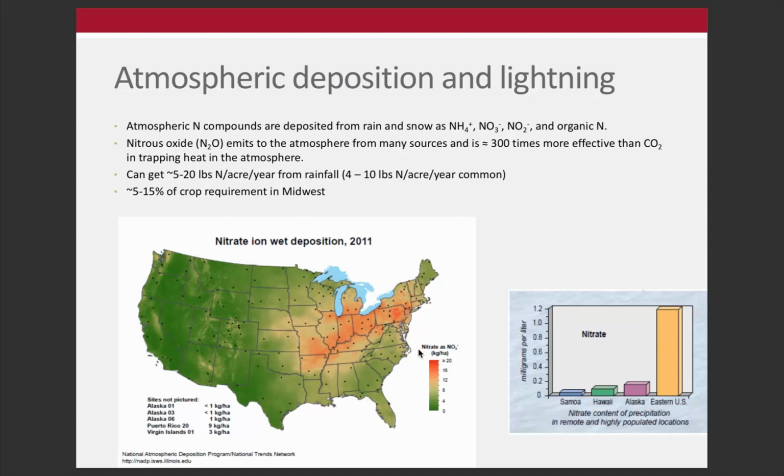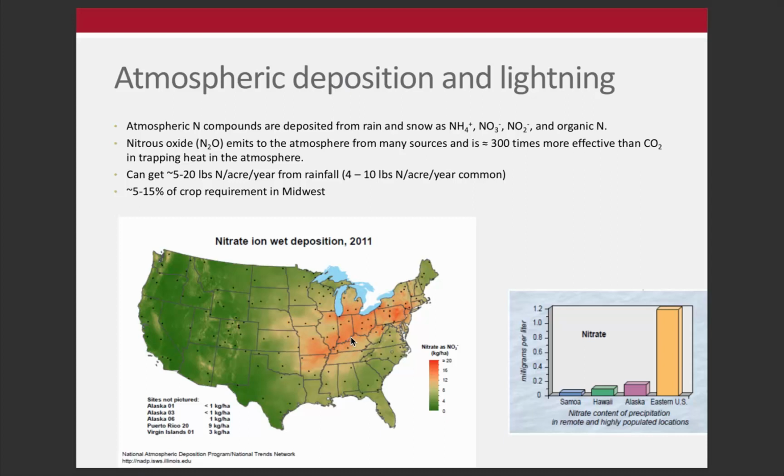And so this is nitrate ion wet deposition, so nitrate that falls in actual rain. You can see at this high level, the bright red on this graph, I'm not sure we actually hit the bright red, but somewhere between 15 to 20 kilograms per hectare, that is roughly equivalent to a pound per acre. So 15 to 20 pounds per acre in 2011 at least has been deposited through wet deposition. So that's not a trivial amount. That can be half or a quarter or a tenth of the nitrogen requirement of a given crop, depending on how nitrogen hungry it is.